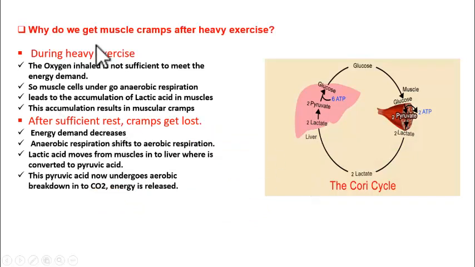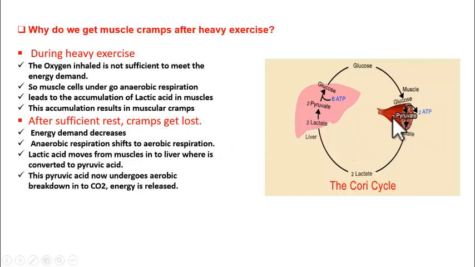Next, these muscular pains will be lost after taking some rest. After taking rest, these cramps and pains go away. Why? During resting time, we don't require that much energy. Energy demand decreases, so no extra oxygen is required. Even the normal respiring oxygen is enough to burn the glucose. So anaerobic respiration shifts into aerobic respiration.